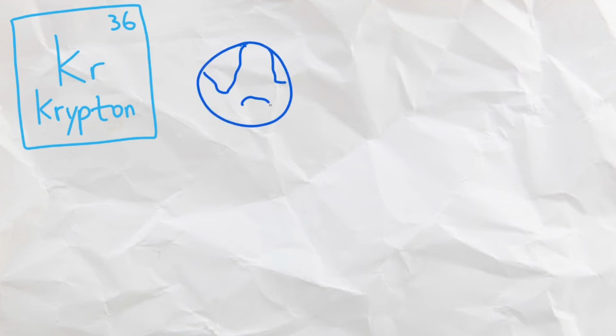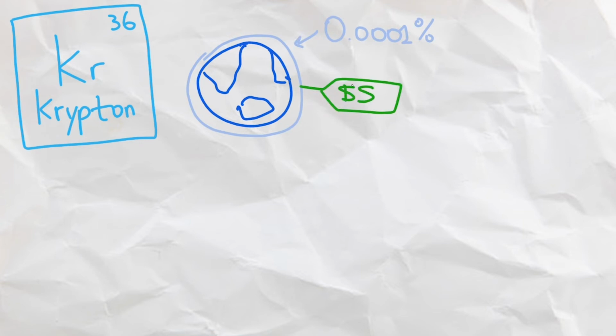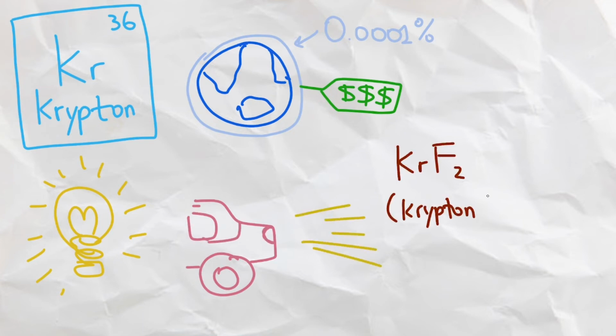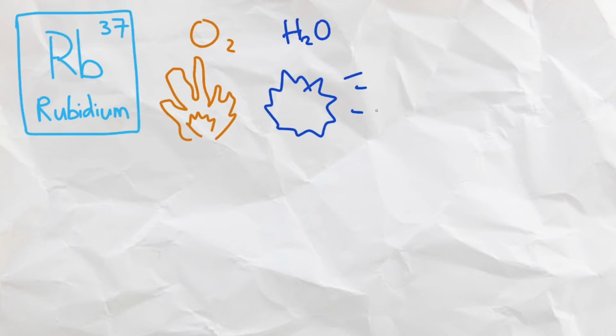Next, we have krypton, a colorless noble gas that can be found in the Earth's atmosphere, but only at around 0.0001%, making it a pretty pricey material. Its main uses are for fluorescent lamps, headlights, and lanterns. Even though it is quite unreactive, it can be combined with fluorine to create krypton fluoride, which is also used to make lasers.